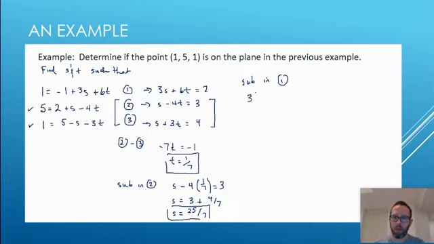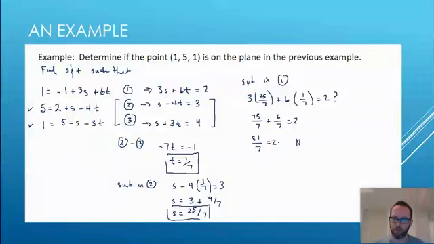So does 3 times 25 over 7 plus 6 times 1 over 7 equal 2? I can clearly see it doesn't. So I'm going to get 75 over 7 plus 6 over 7. 81 over 7 does not equal 2. So this is not true. So what we have shown is that (1, 5, 1) is not on the plane.